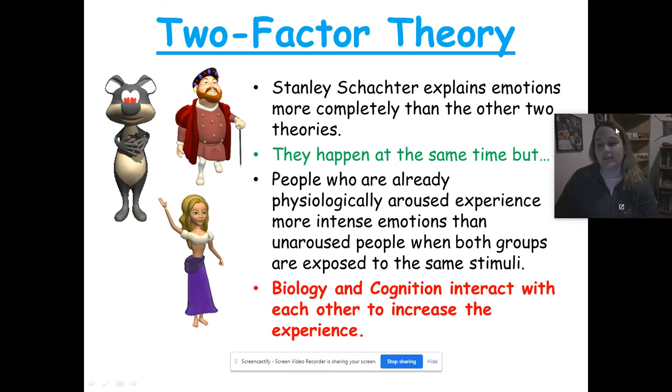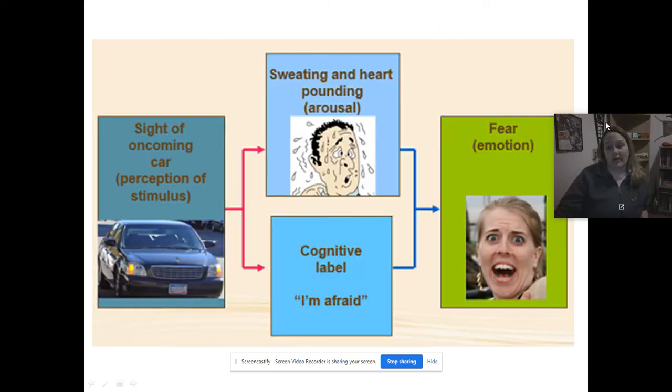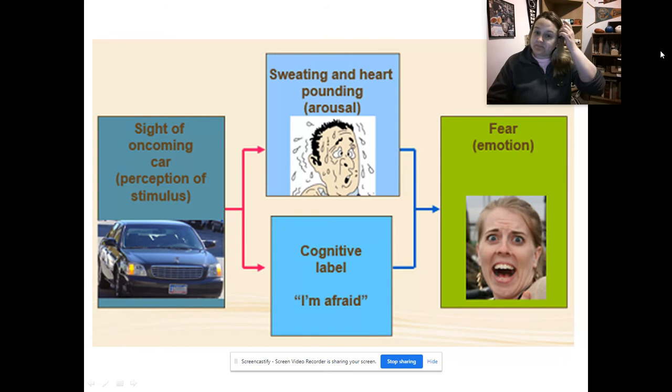Within the two-factor theory, it also suggests that the biology, right, our physical reaction to things that we experience and our cognitive reaction are going to interact with each other. But we cannot forget that cognition has a powerful part to play in all of this. So here's a great example. You're driving down the street, right? Minding your own business, obeying all the traffic laws. And out of the corner of your eye, you see an oncoming car that is about to hit you, right? They're about to T-bone you. You're about to total your car.